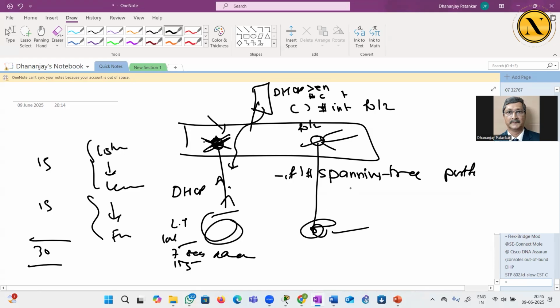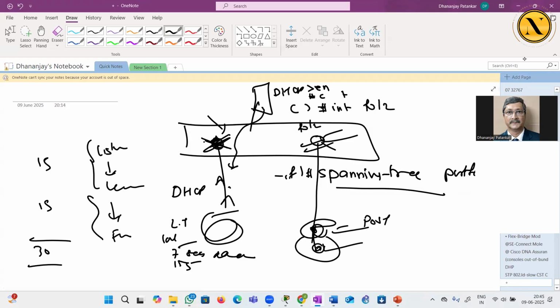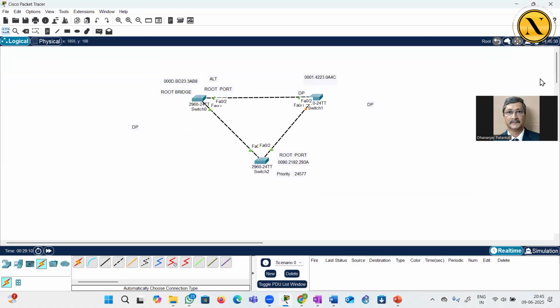We go under this port and give the command spanning tree portfast. The moment the LAN card gets activated after power on self test, the port comes in forwarding mode immediately. That is PortFast. Understood?